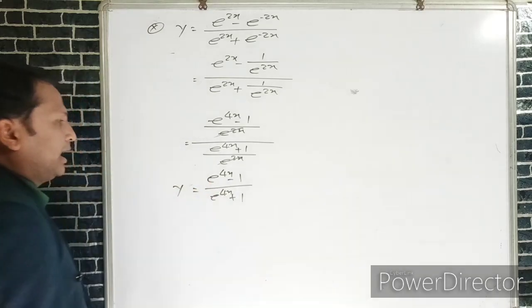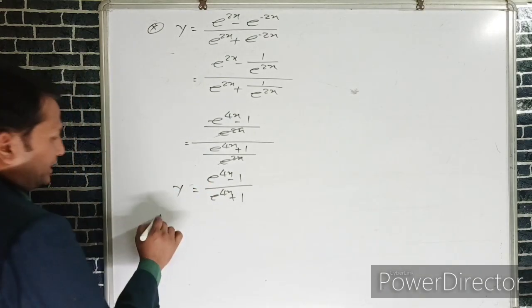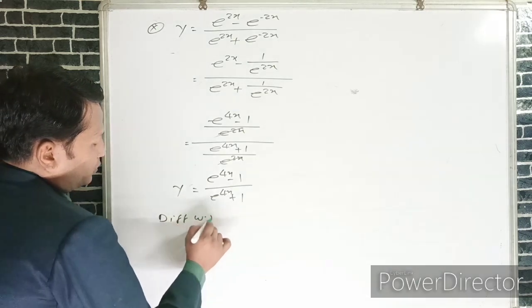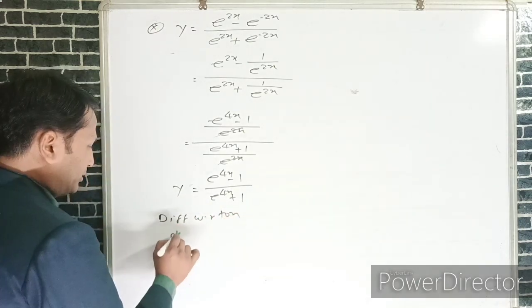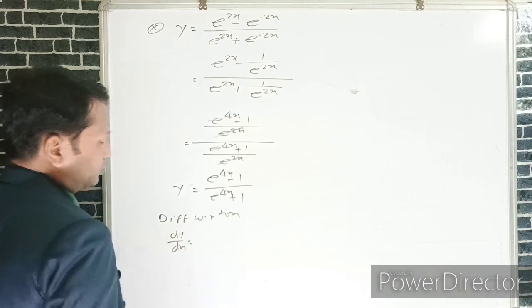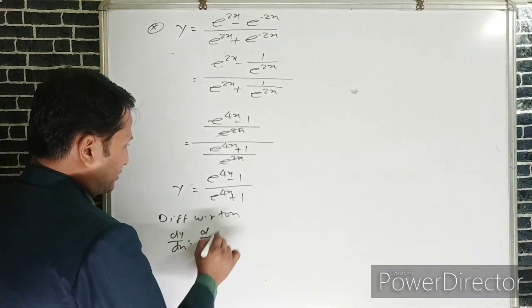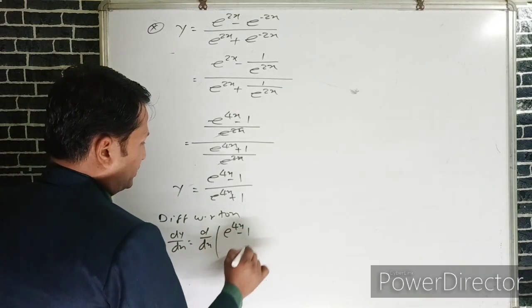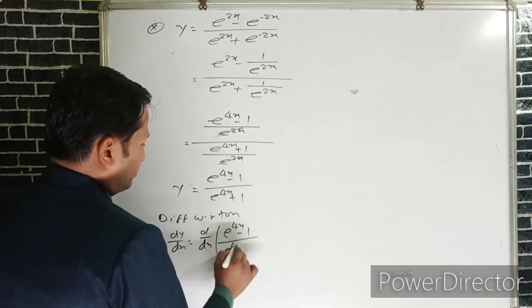After that, we can differentiate the given function with respect to x. Then we can write the derivative of y, dy by dx, is equal to the derivative of e to the power 4x minus 1 upon e to the power 4x plus 1.